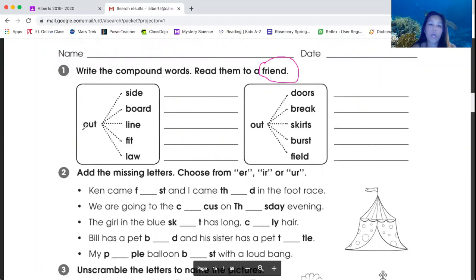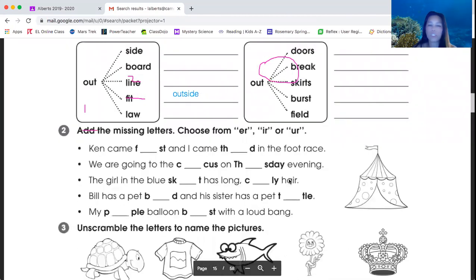Alrighty. So here we have one word, and then on the right side, we have another word. Remember, compound words, it takes 2. So here's 1 and 2. They're 2 independent words. They can be words by themselves. So they take 2 words, combine it into one. So here, the one that I just did combines out plus side to make outside. Okay, so you're going to do the same thing for board, line, fit, law, and also the right-hand side, doors, break, skirts, burst, and field.